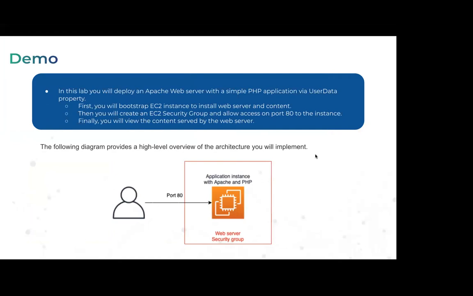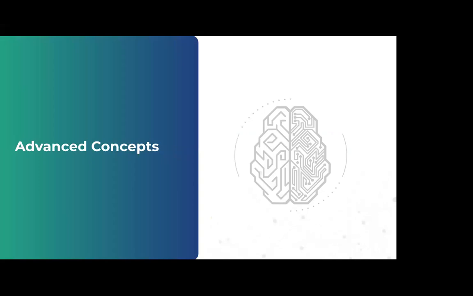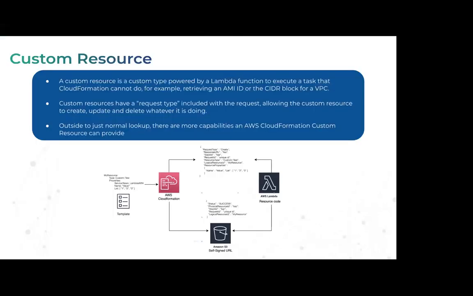So first we will bootstrap an EC2 instance to install a web server and add content. Then you will create an EC2 security group and allow access on port 80. And then finally you will view the content served by the web server. So these are the three steps we have done in the simple demo. Now let's move to the next and understand the advanced concepts.